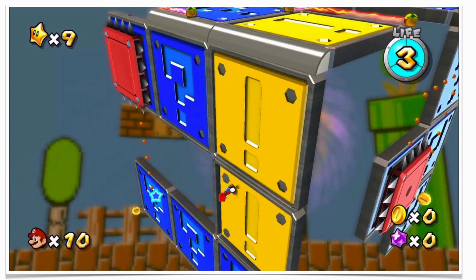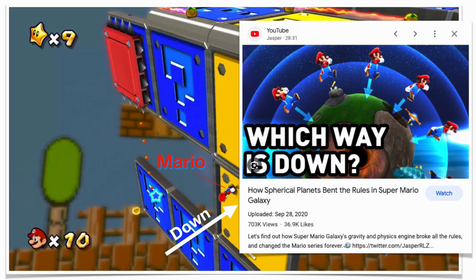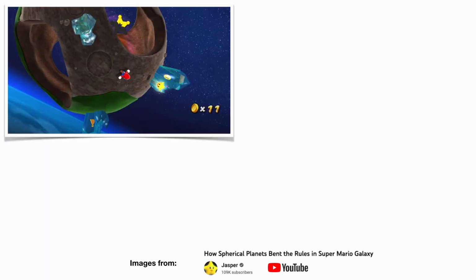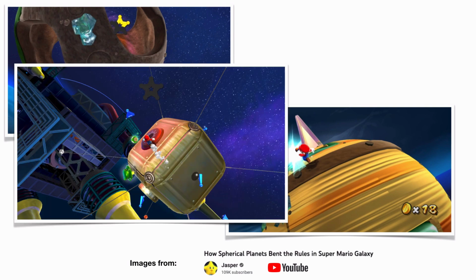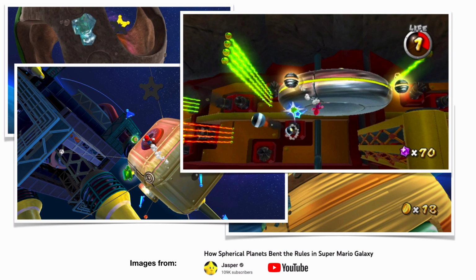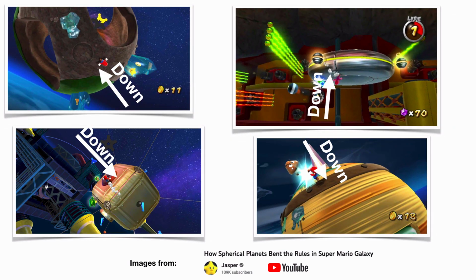But there are other levels where down is not universal, where down is in the direction of gravity, wherever Mario happens to be. And for physics fans, check out How Spherical Planets Bent the Rules in Super Mario Galaxy by Jasper on YouTube, which is where I got many of these images. This leads to a lot of fun play action as you navigate your way around spheres, small and large, around a rounded cube, and even on a stainless steel flying saucer. Down is simply towards the ground, wherever Mario is standing, and up is the opposite of down. Hitting the jump button sends Mario in the opposite direction of down.